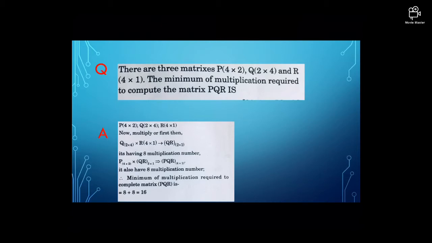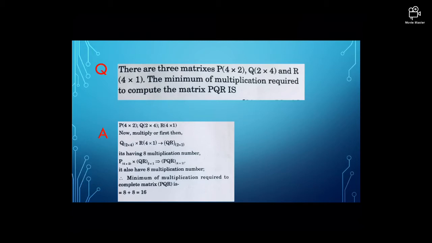So here we have m is equal to 2, n is equal to 4 and p is equal to 1. So we have m, n and p, right? So 2 into 4 into 1, which is 8. So the number of multiplication operations for QR matrix will be 8.